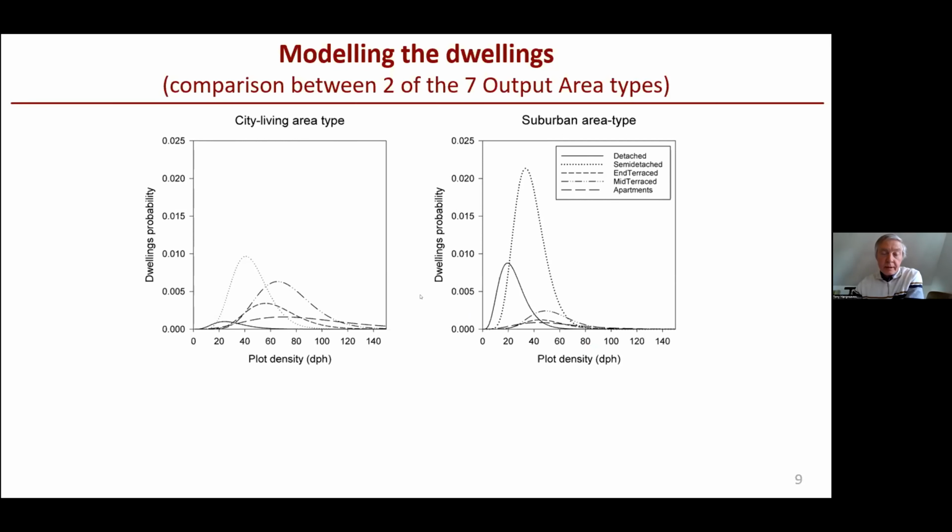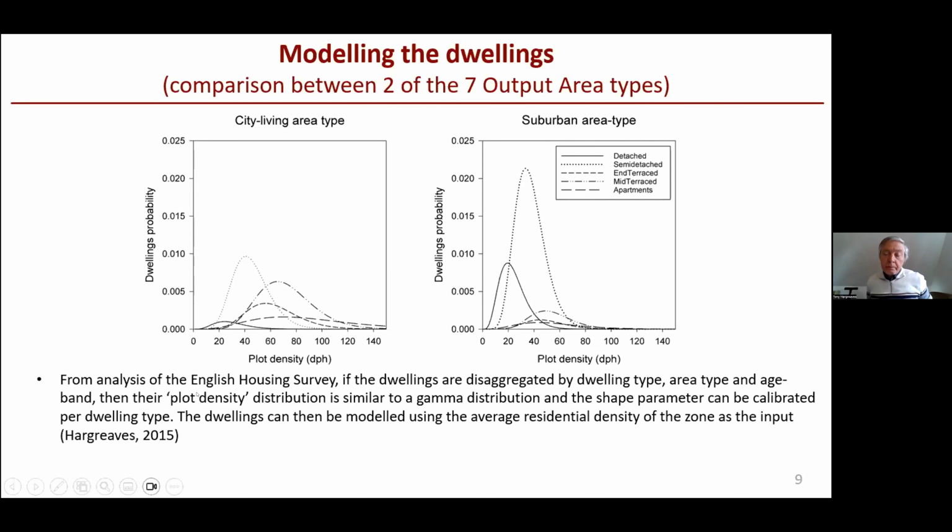So just moving on now to talk about how the dwellings were modelled. They were also modelled using a kind of parametric method. From the analysis that I did of the English housing survey data, I found that if you disaggregate dwellings by their type, the area type where they are, and the age band of the dwellings, then you can model the density of each plot using a gamma distribution. You can see that the distributions are slightly skewed to the right, and these distributions for each dwelling type can be calibrated and then used to model the dwellings, and the only input that is then needed is the average density and the calibrated shape parameter.